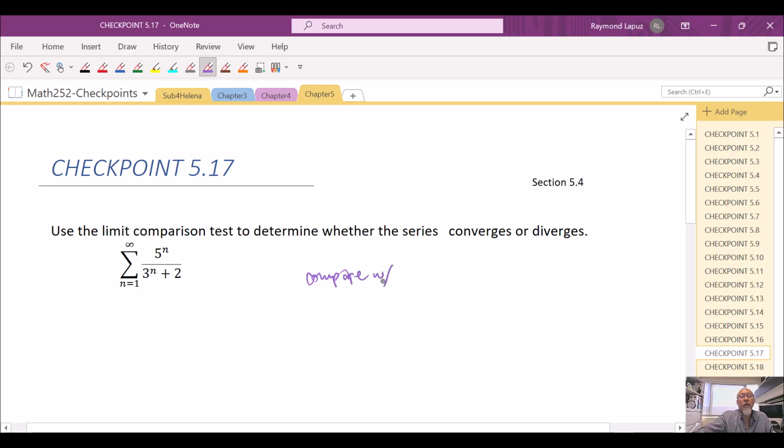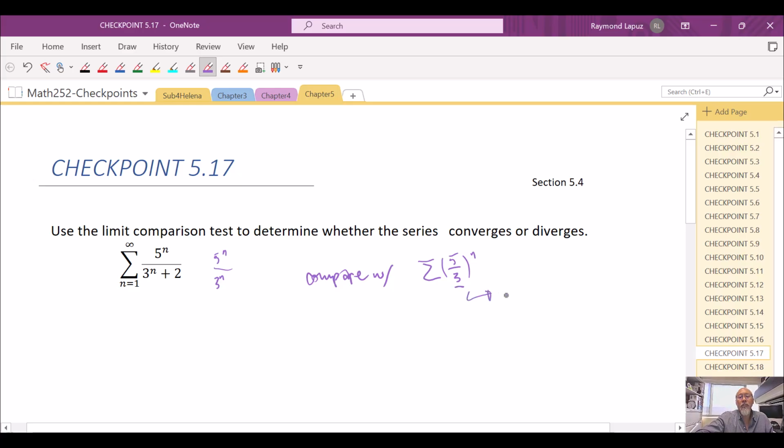Compare with the series 5 over 3 to the n. So we see the 5 to the n up on top, and 3 to the n is a significant term in the bottom. And like I was mentioning, 2 is not really that significant. So you put that together into this.